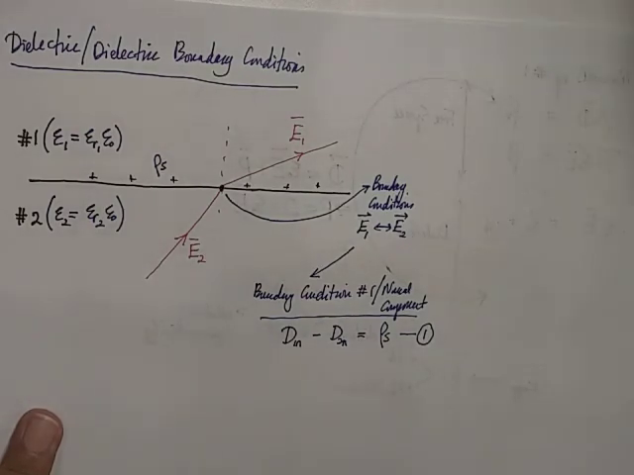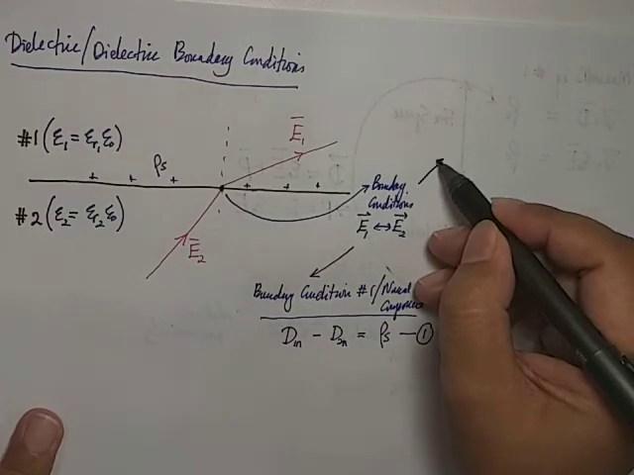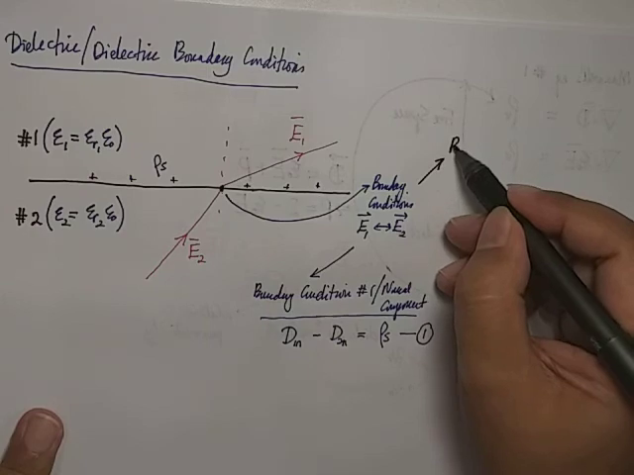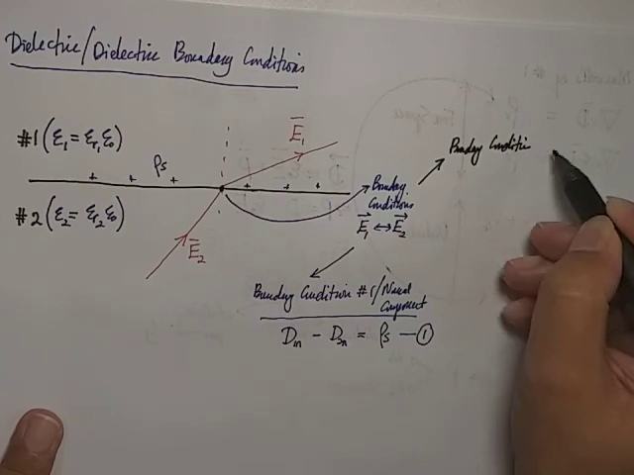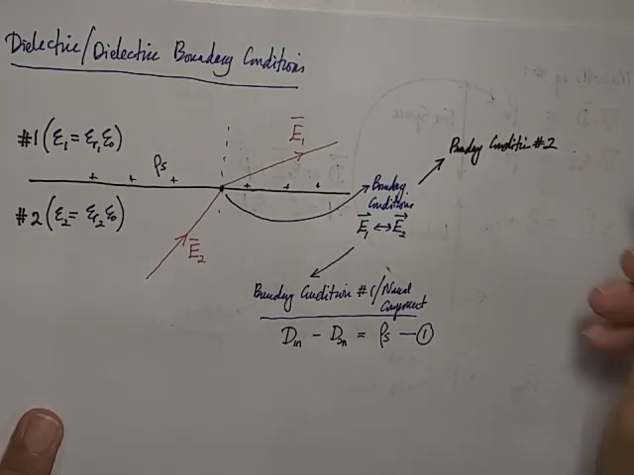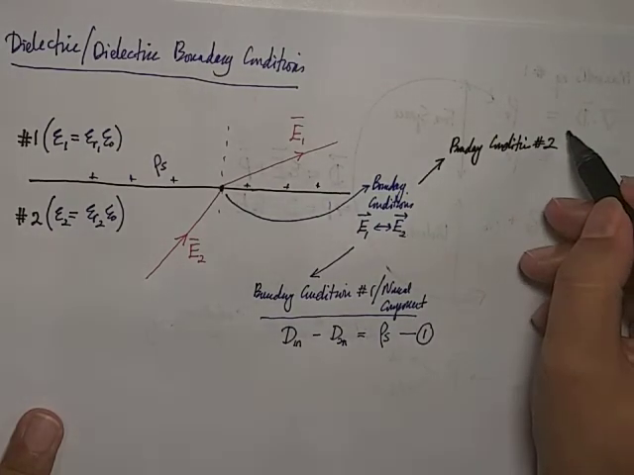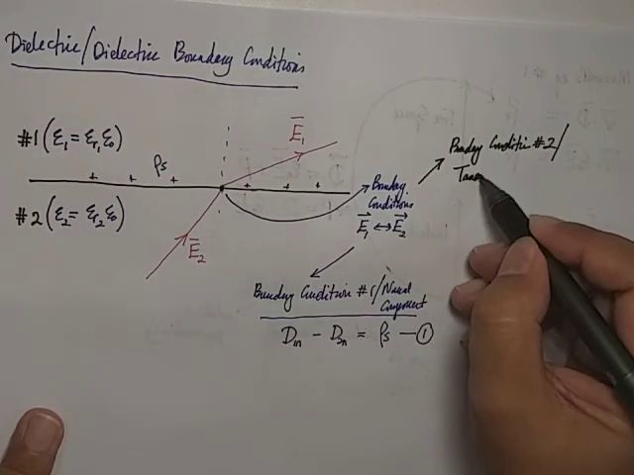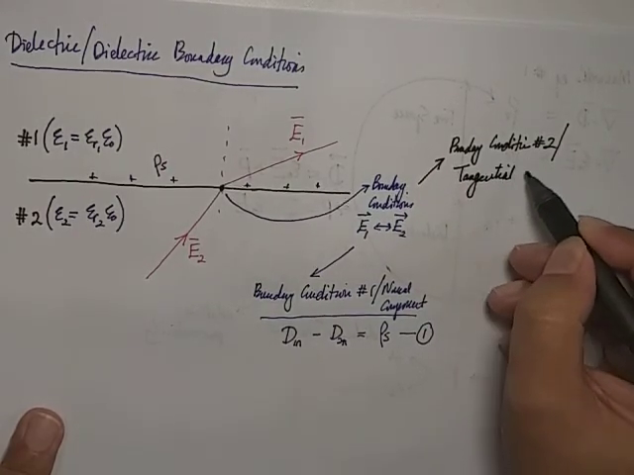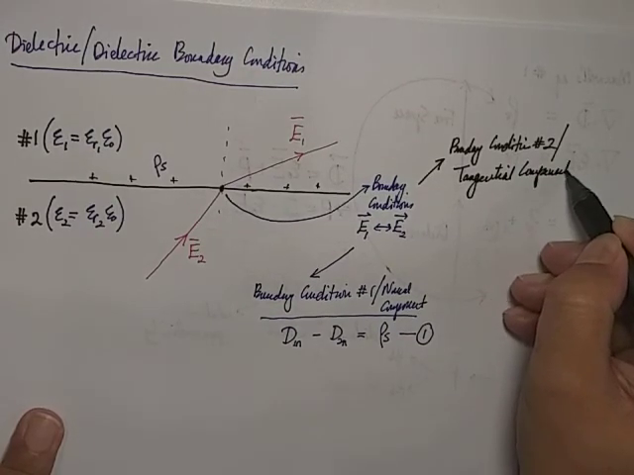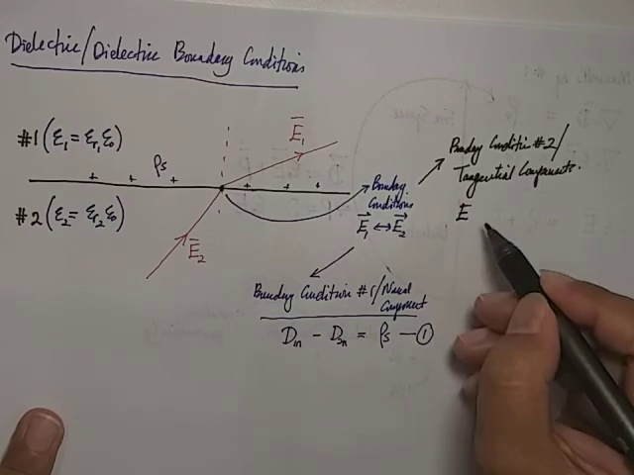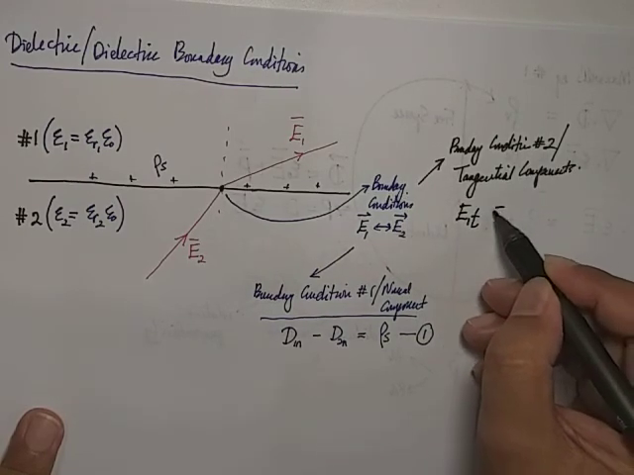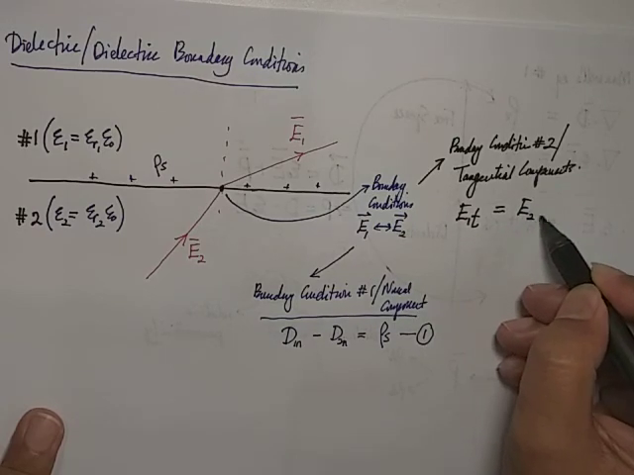And then we proposed the second boundary condition. What is it? Anyone still remember? Okay, we call it boundary condition number 2, or sometimes we rephrase that as the tangential component. Anyone can recall how we represent this boundary condition? Yes, E1t must be equal to E2t.